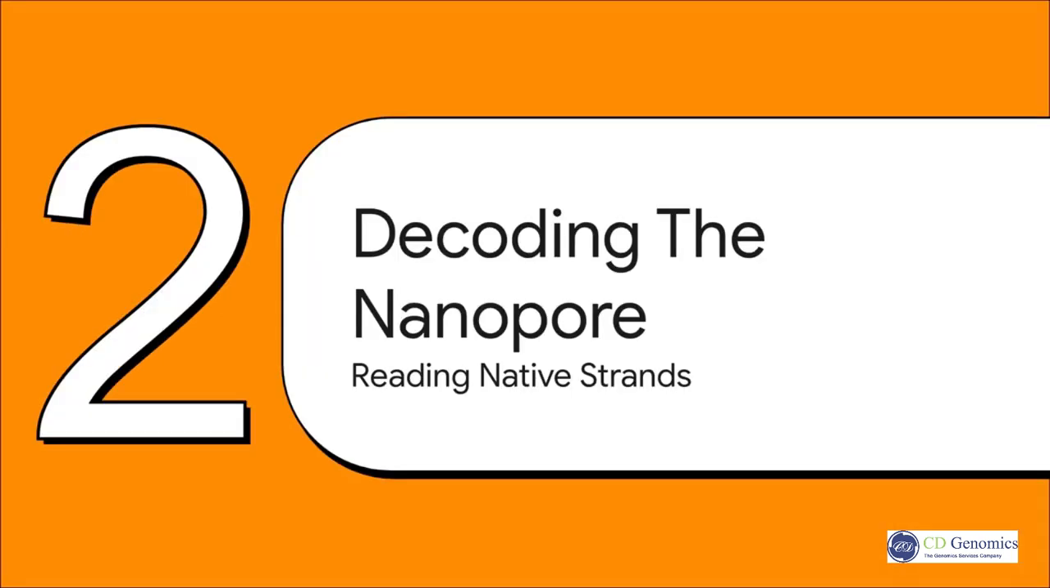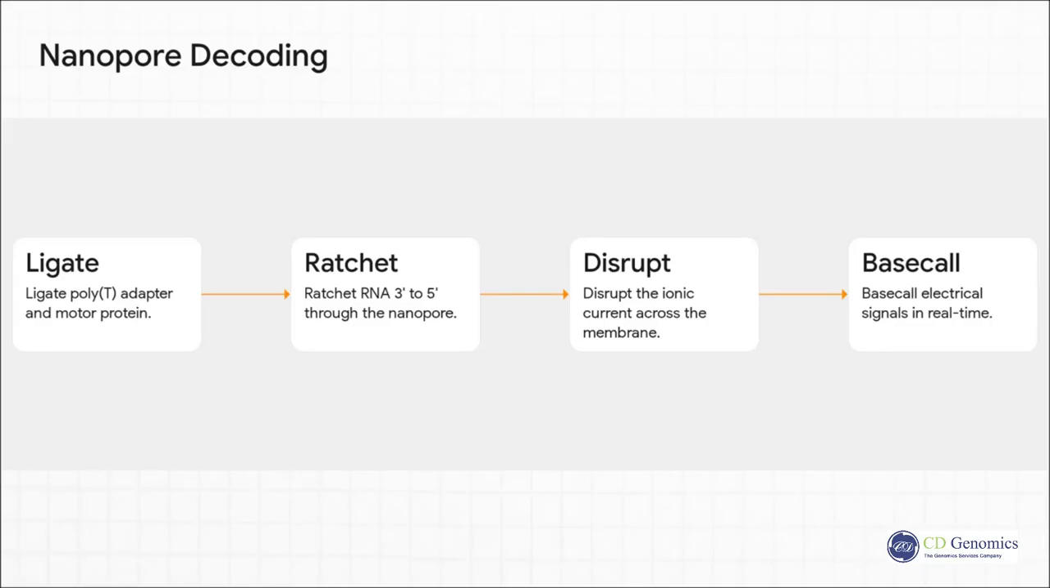Moving on to Part 2. Decoding through the nanopore. How do we actually read these native strands? Okay, so how does this work without amplifying anything? It's actually a physical process. First, we ligate a poly-T adapter and a motor protein directly to the RNA. Then, that RNA physically passes, or ratchets, through a microscopic biological nanopore that's embedded in a membrane.